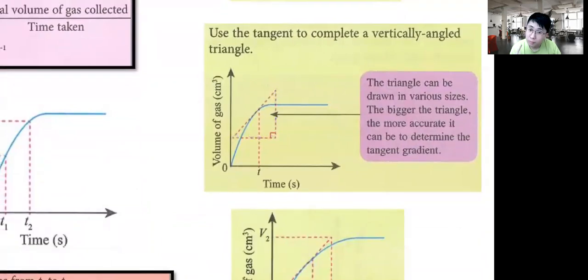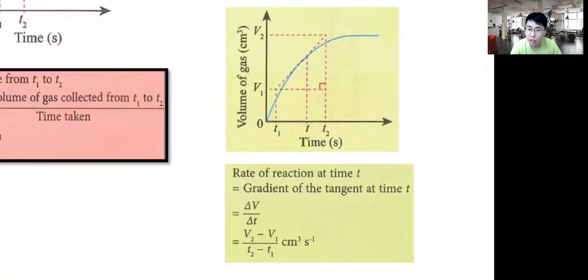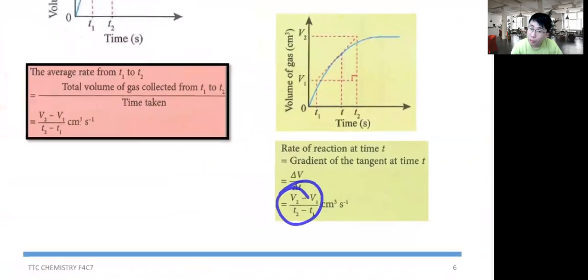Okay, for this triangle, the bigger the better. The bigger the triangle, the more accurately the tangent gradient can be determined. So don't draw it so small. Who can see? So draw a bigger triangle. When you have this triangle, what can you do? Same thing. Do your gradient formula. You can treat this as coordinate number 1 and this as coordinate number 2, which is here I got x2, y2, and here I got x1, y1. So what you can do is y2 minus y1 over x2 minus x1. Find the gradient, and you can see this is the rate of reaction.